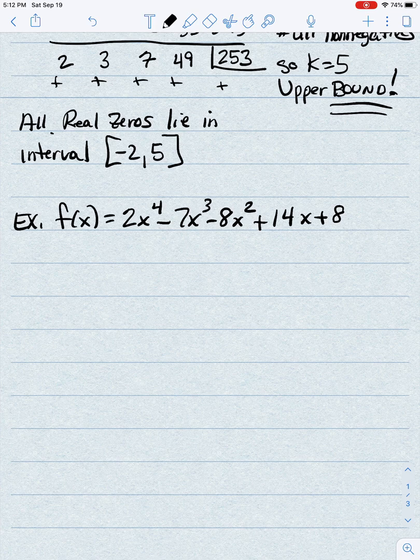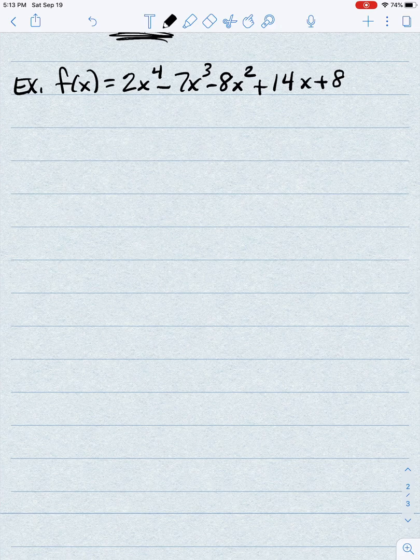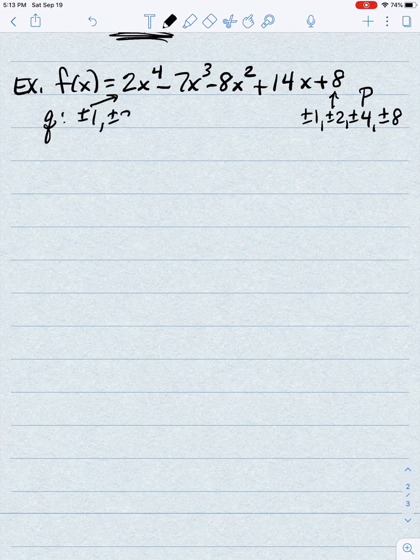Okay, so at this point, since I'm going to use the same polynomial again, we know that all our zeros should lie between -2 and 5. We just proved that with lower and upper bound. All right, so let's tie in a little bit of our rational zeros theorem. From the constant, our p list: plus or minus 1, 2, 4, 8. From the leading coefficient, the q list: plus or minus 1, 2.